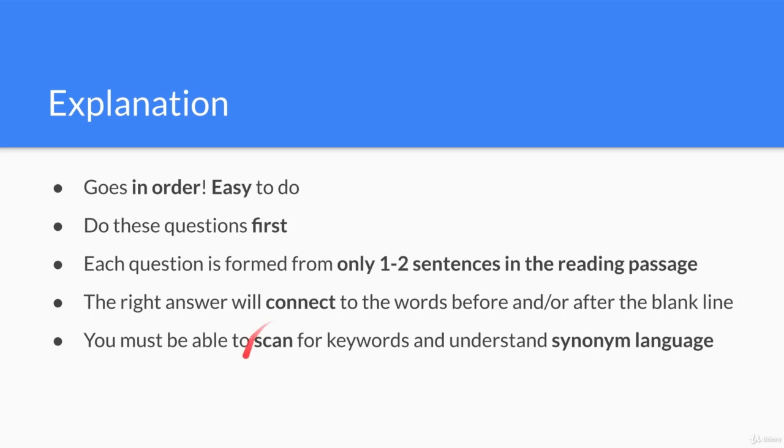So you have to scan for the keywords, and not just the keywords, but also synonym language for those keywords, because most of the times you will not find the exact keyword in the reading passage. Very rarely are you going to find this, and even in the easy questions, this is rare. So don't expect to find the exact keywords in the reading passage. Rather, you should expect to find synonyms for the keywords in the reading passage.